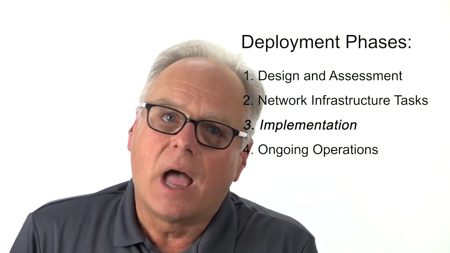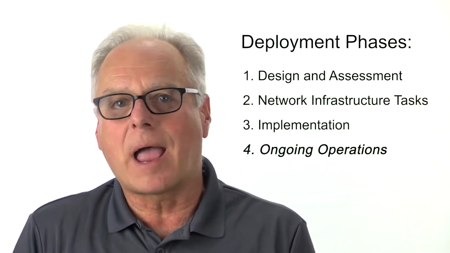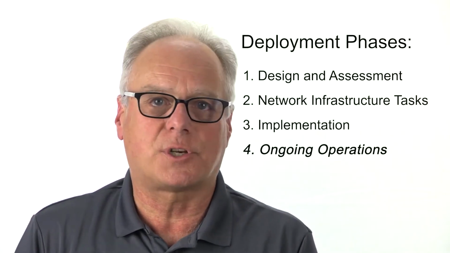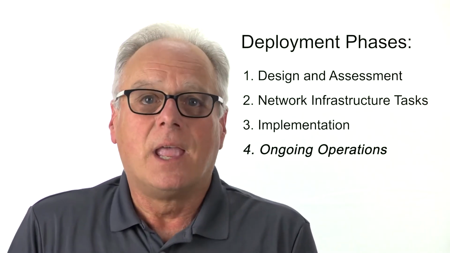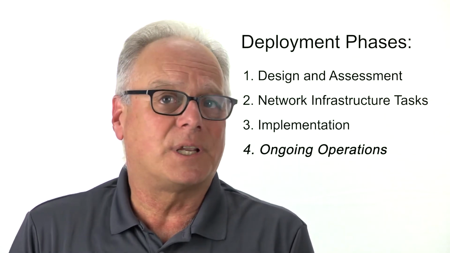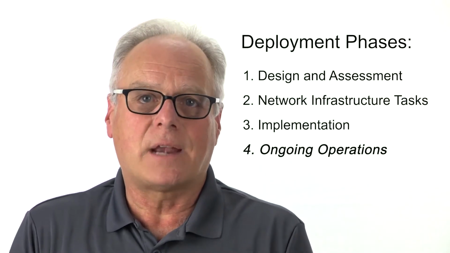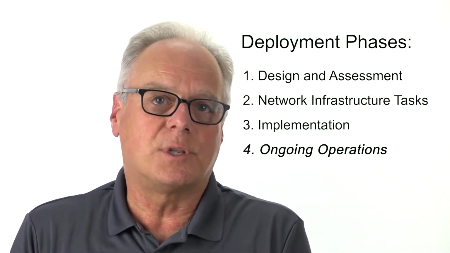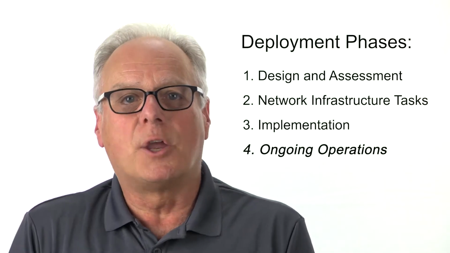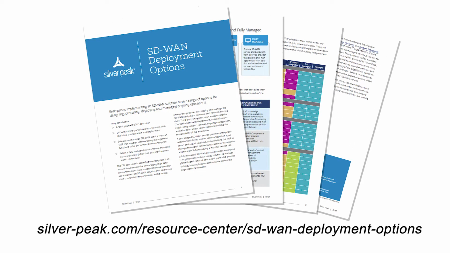And finally, ongoing operations address changes to the SD-WAN: new sites, new apps, modifications to QoS or security policies, etc. Ongoing operations also includes managing software updates, monitoring the SD-WAN and application performance, reporting, and of course, troubleshooting any issues that might arise. There's a really good and thorough solution brief on our Silver Peak website called SD-WAN Deployment Options that describes the details of these phases and tasks.